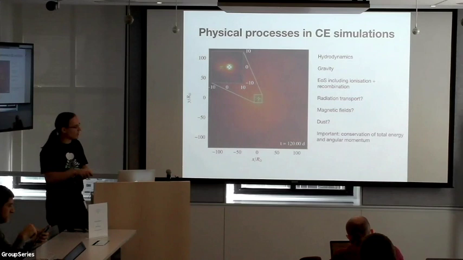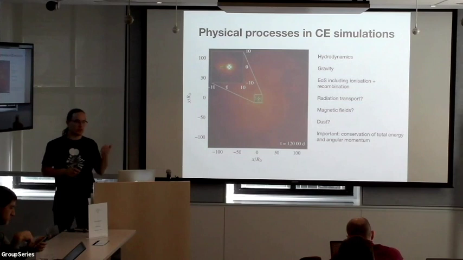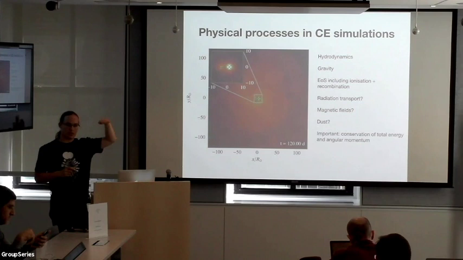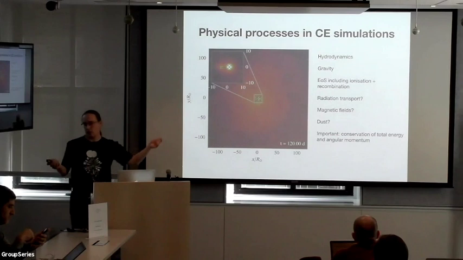It seems to be quite important that we make sure that angular momentum, in particular total energy, are conserved. Because, like we mentioned yesterday a few times, the unbinding often seems to be quite marginal. And so if you have an error in the total energy of like 10, 20, 30% or so, that can be more than what you still need to unbind your envelope, right? And what does your result actually mean?